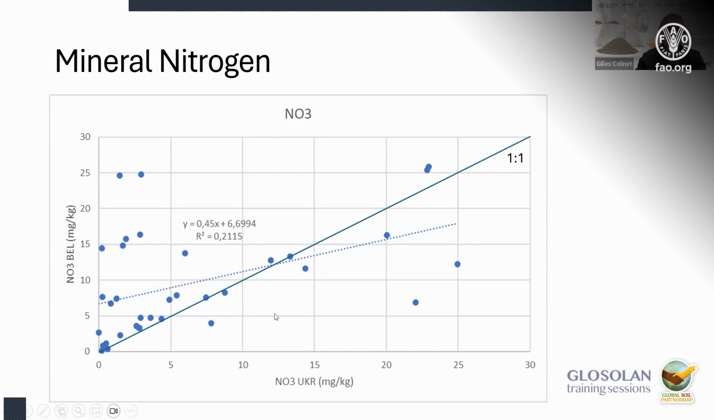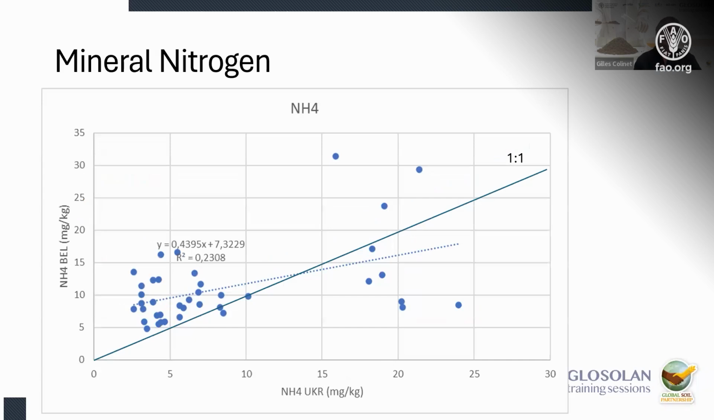Here, if you look, we see that there are some differences. Some of the samples are along the line, but you can also find some differences here. For some tens of samples, we measured higher levels than what was measured in Ukrainian soils. And here, for these two samples, for example, it's the Ukrainians that measured a higher level than what we measured.